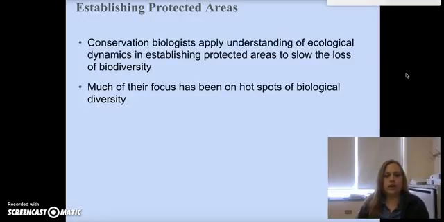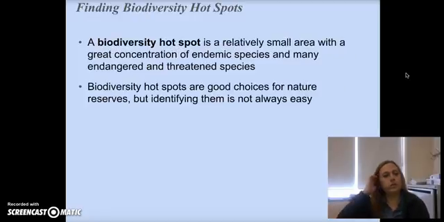Something else to keep in mind is establishing protected areas. Conservation biologists apply understanding of ecological dynamics in establishing protected areas to slow the loss of biodiversity. Much of the focus is on identifying biological hotspots. So what is a hotspot? A hotspot is a relatively small area that has a really great concentration of endemic species, and many of those could be endangered or threatened. Biodiversity hotspots are really good choices for natural reserves because you're going to be preserving a lot of species all at once, but identifying these hotspots isn't always easy.